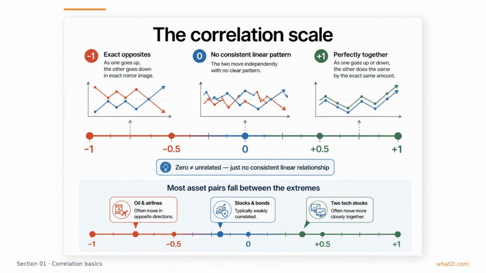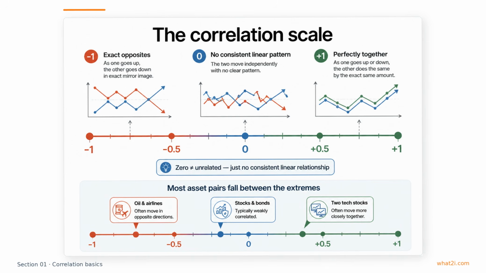The correlation scale runs from -1 to +1. A value of +1 means two assets move together perfectly, while -1 means they move in exact opposite directions. A value near zero means there is no consistent linear relationship in their returns. That does not mean the assets are totally unrelated in every sense. It only means their return pattern does not line up in a stable straight-line way. In real markets, most asset pairs fall somewhere between the extremes.